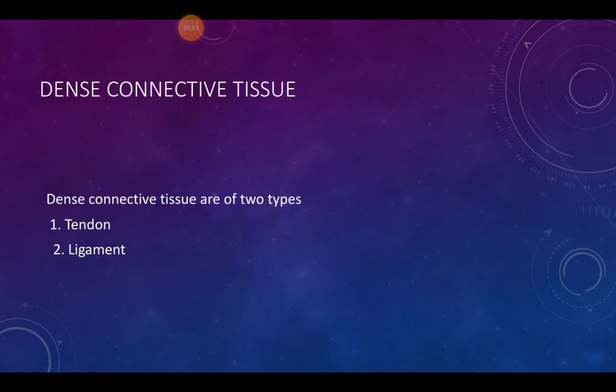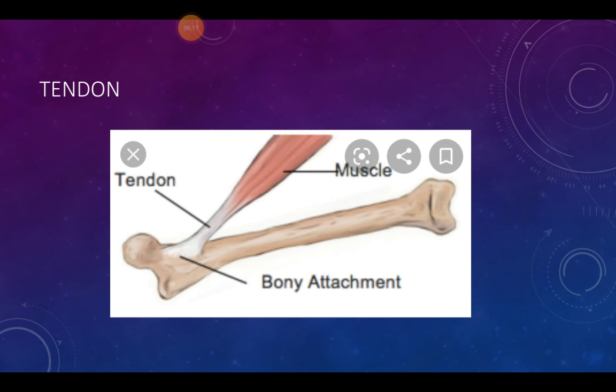Dense connective tissue. It has more fibers than the loose connective tissue. It is of two types: tendons and ligaments. Tendon. A tendon is a flexible and inelastic structure. It is made up of fibroblasts, spindle-shaped cells, and collagen fiber. Function of tendons: it connects a muscle to bone. It helps in the movement of the bones on contraction and relaxation of muscles.